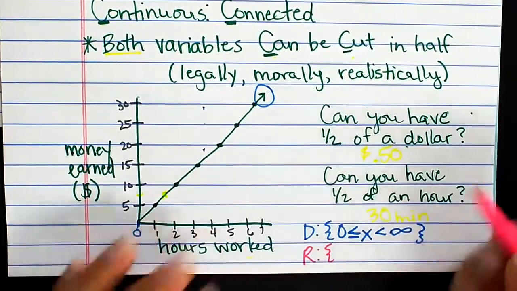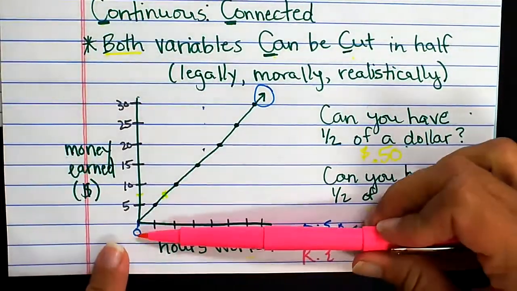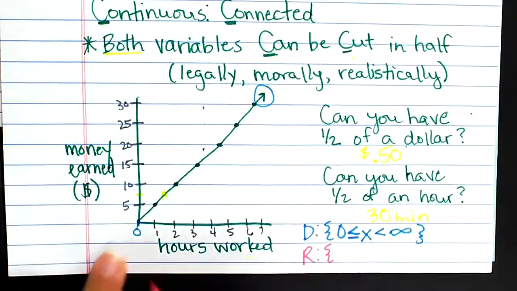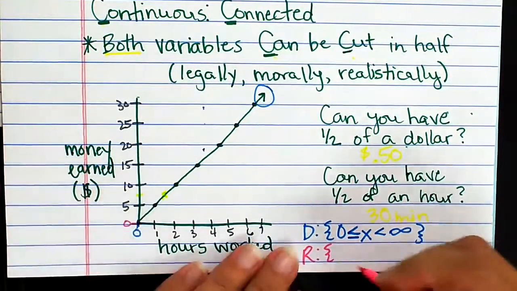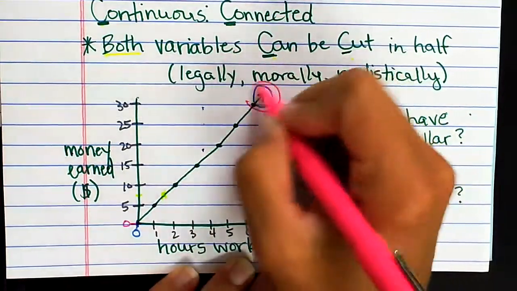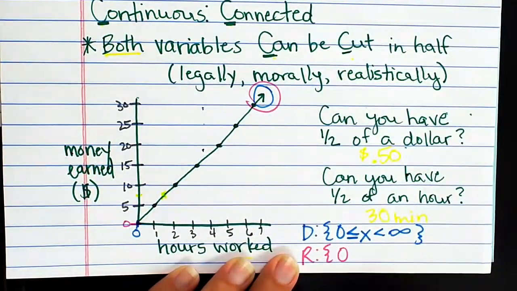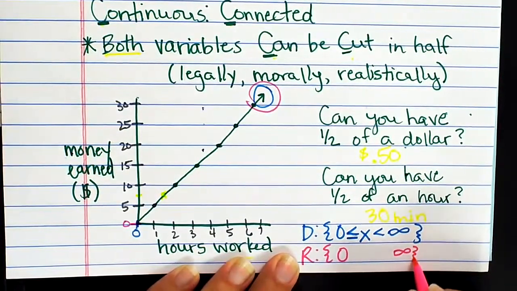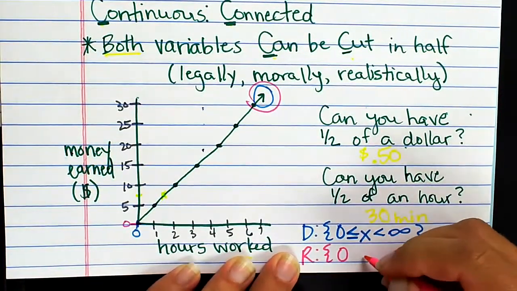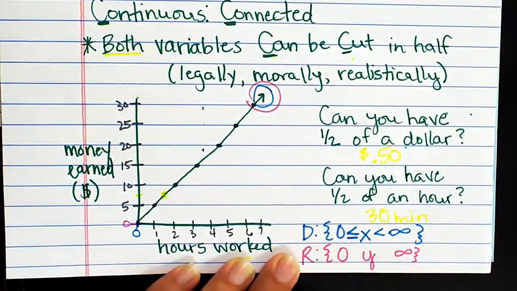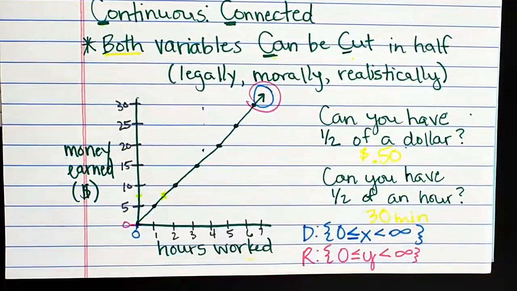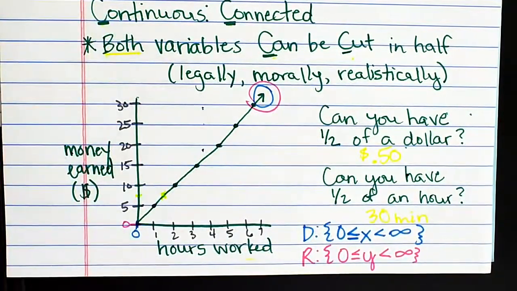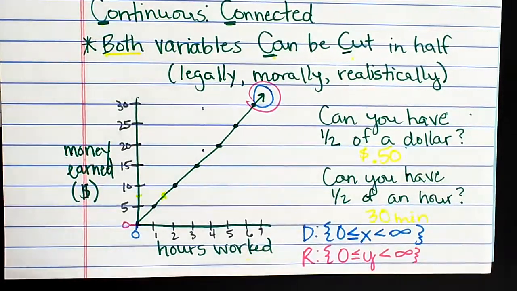Now our range, we're going to be moving from bottom to top, which again is going to be smallest number to largest number. Our range, if I go down from the bottom and I move up, the first place I find information is right here at 0. And again, I see this arrow, that means it goes on forever and ever. So it's going to go to infinity, okay? My range is my y's. So 0 has to be less than or equal to y, which then again has to be less than infinity. The notation for domain and range when you're dealing with a continuous graph is going to include the inequality signs.